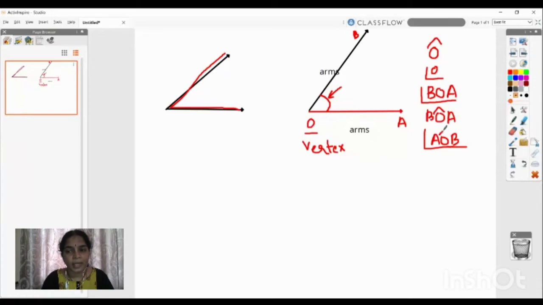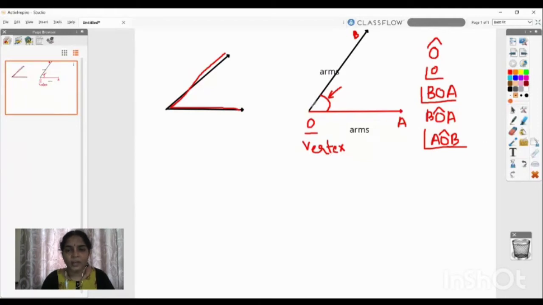Why? Again, we know O is the vertex. Whichever is the vertex, whichever is the common starting point for the angle, that is in the center, and the other two arms. Say for example, AO is one arm, OB is one arm. So both the arms are mentioned.